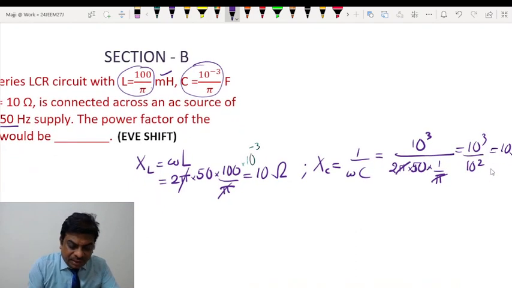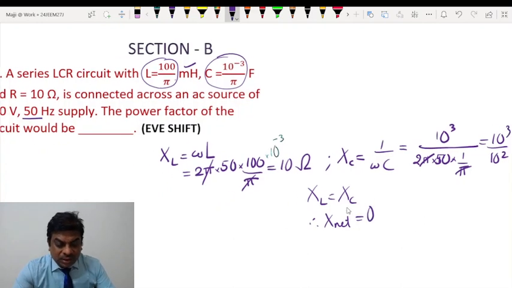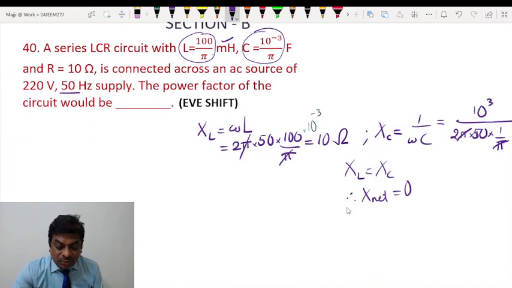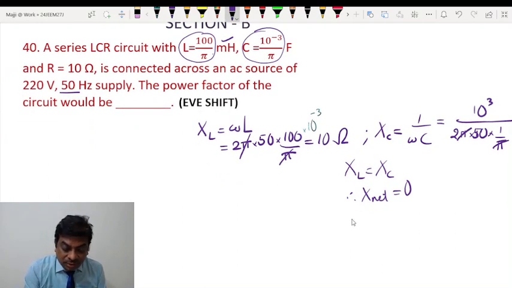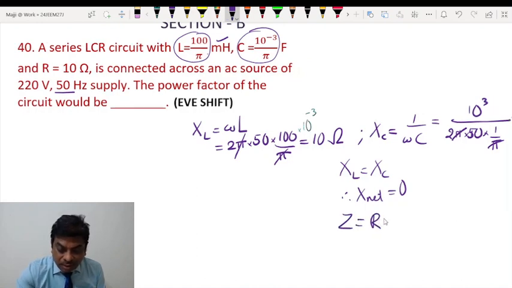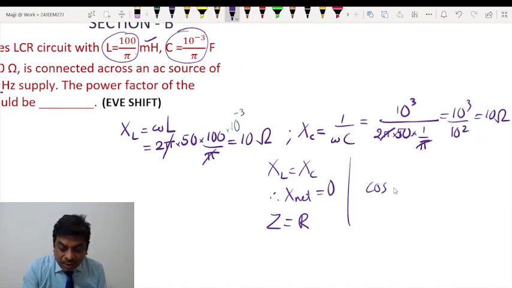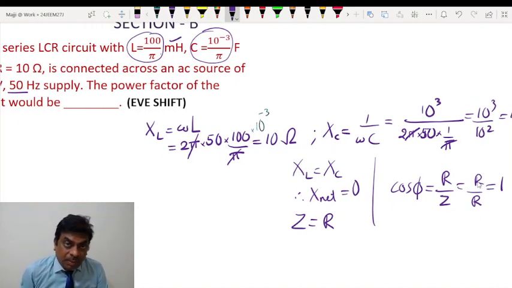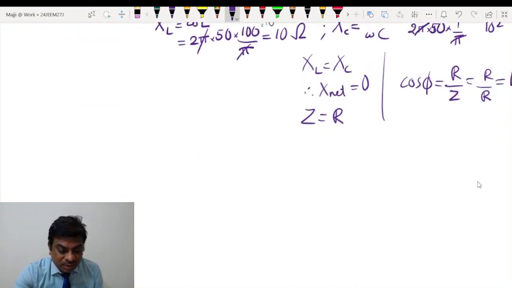So you can see that inductive reactance is equal to capacitive reactance. In other words, the net reactance is 0. So the circuit is in the state of resonance. In case of resonance, as you know, Z will be equal to R. And power factor is cos phi, which is R by Z. So R by R, which is 1. In fact, there is no phase difference between the applied EMF and the current. Both are in the same phase, so the angle between them is 0. So cos 0 is 1.